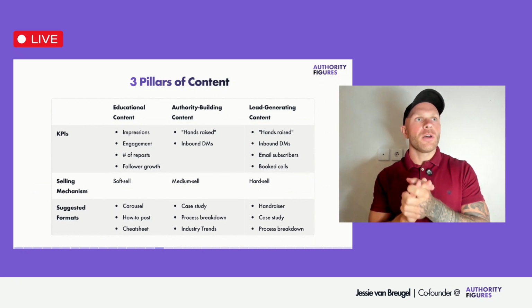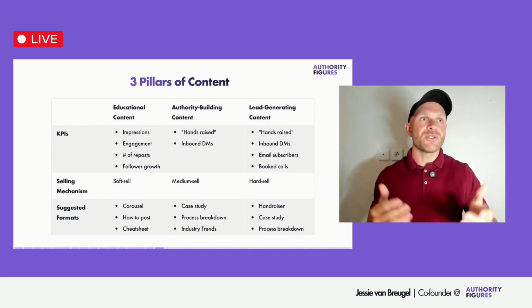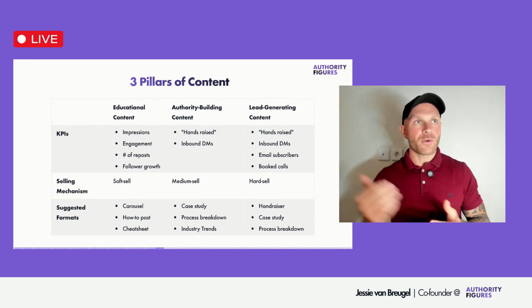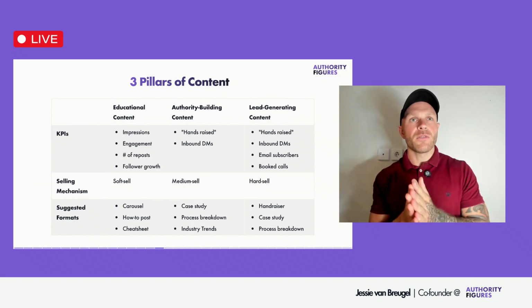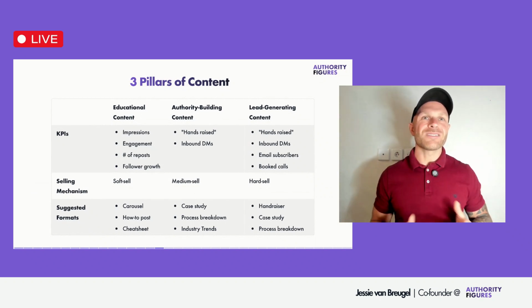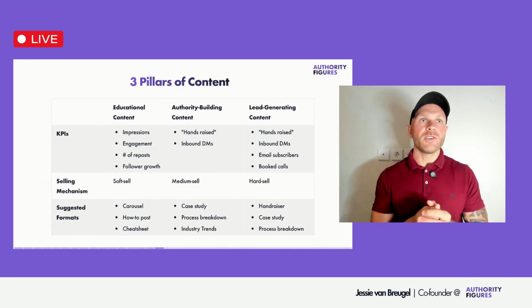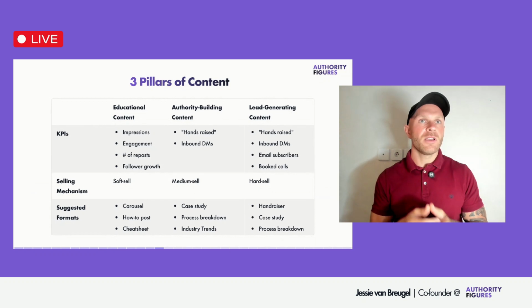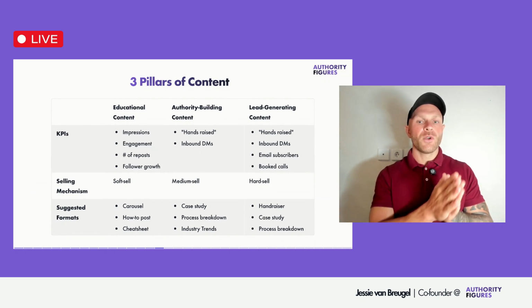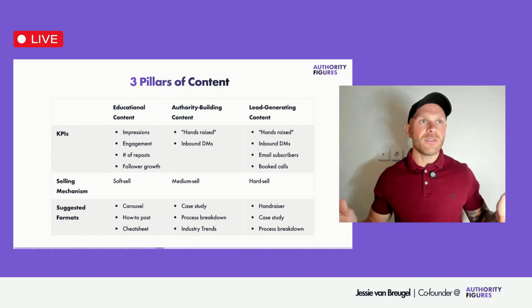But on the other hand, the KPIs for educational content is more like, okay, impressions, engagements, repost, follower growth, great. But if you then look at authority building content or lead generating content, the KPIs are different. So I don't necessarily rate a lead generating post on the number of likes or the number of impressions it's got, because other things are important. Sure, reach and impressions is key, because otherwise no one sees it.